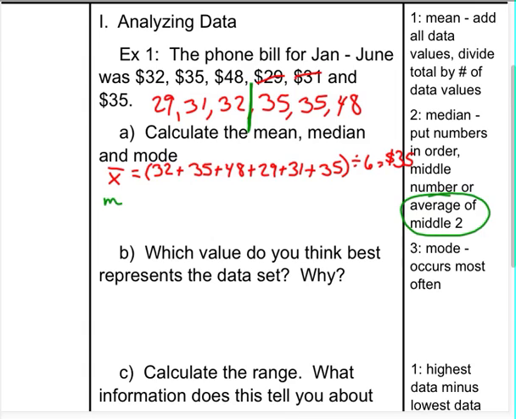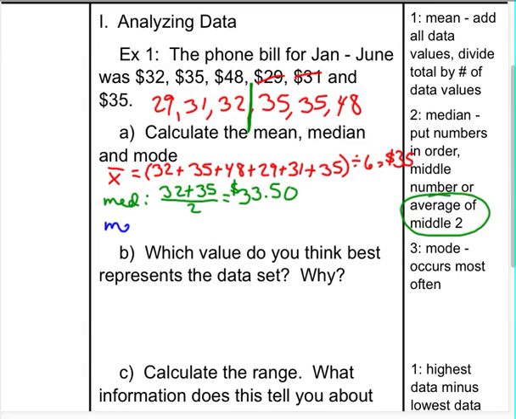So for a median, I'm going to take 32 plus 35 in parentheses and divide it by 2. And that'll give me 33.50. Since we're talking about money, I would put it with that extra 0 on the end to talk about the money. And finally, we're looking for our mode.